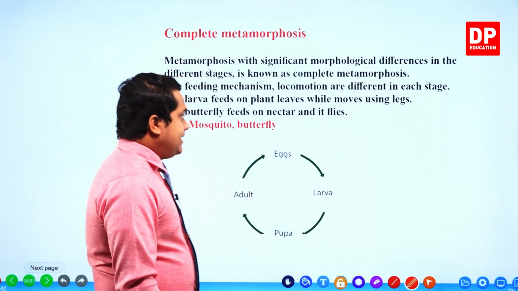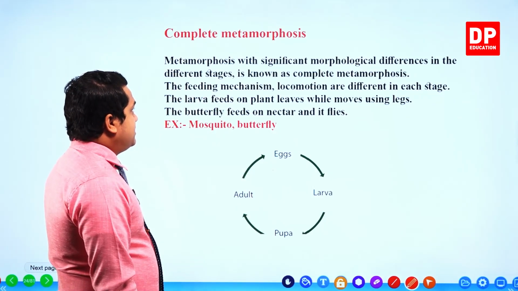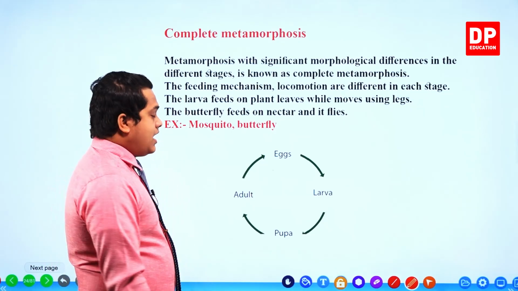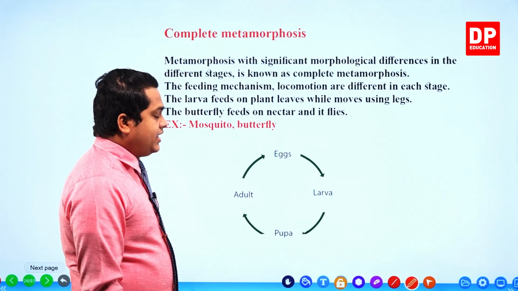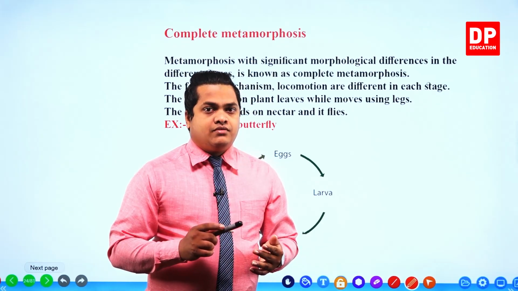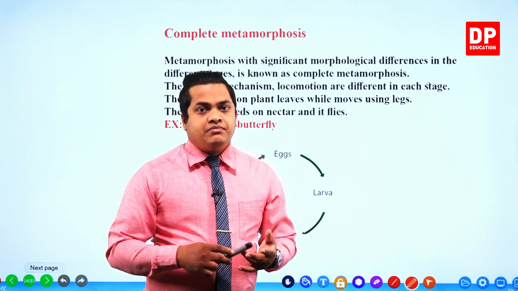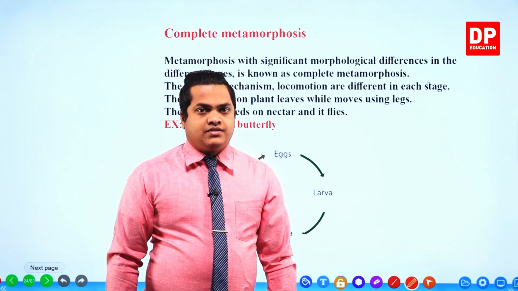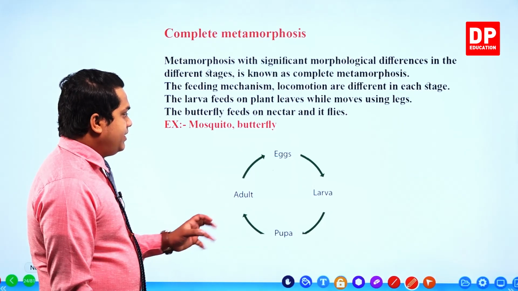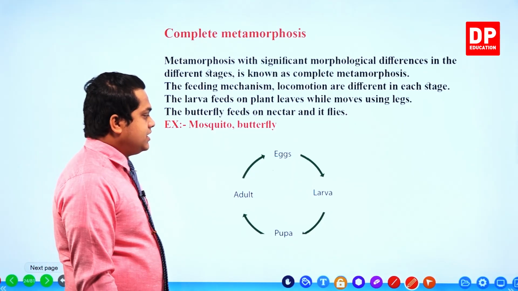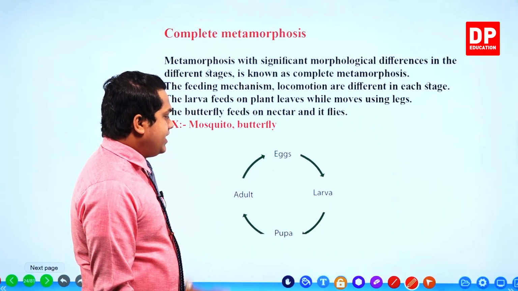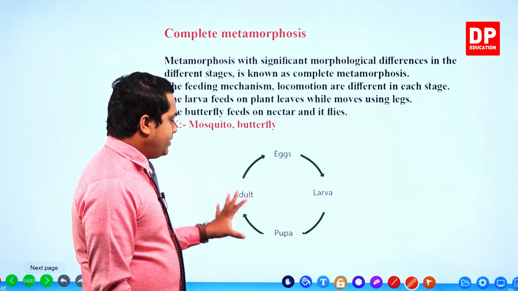Then here you are given examples of animals that undergo complete metamorphosis, right? Animals like mosquito, butterfly, and, as I told you in the earlier case, frogs. These organisms mainly undergo complete metamorphosis. Normally, in complete metamorphosis, we can observe four different stages: eggs, larva, pupa, then the adult.